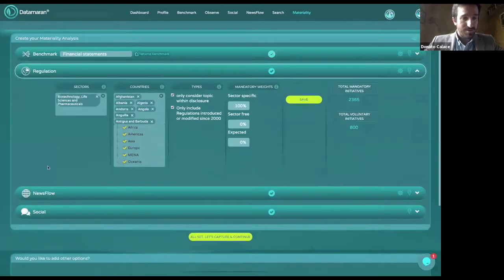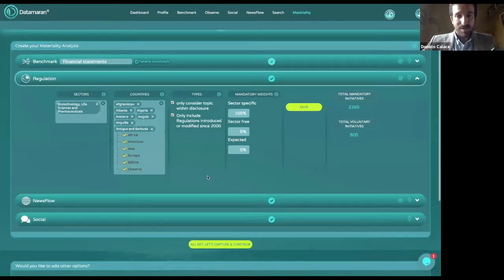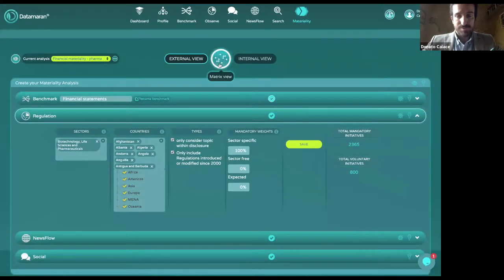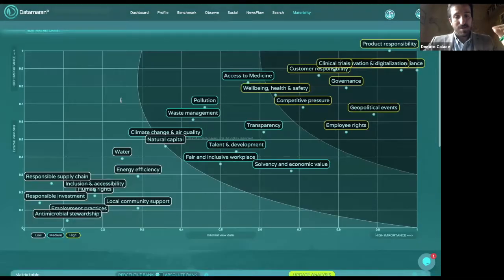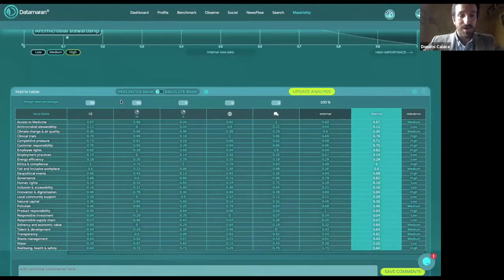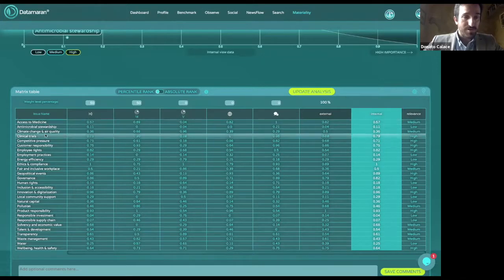The other sources that Datamaran presents, news and social media, we're not setting parameters for those in this case because we really want to focus only on what is financially material. So let's have a look at the results. The first output is, of course, the matrix visualization. But then more interesting than that is the scorecard showing the relevant scores for the issues that we want to assess. And those issues are listed in the first column.